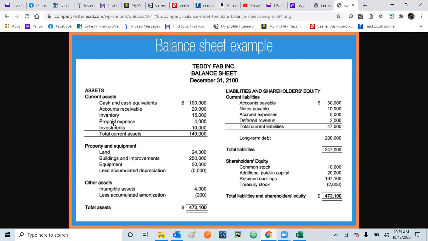The same way, if you have already paid some expenses, let's say you have already paid your rent for the year, that is your prepaid expenses. This is part of your assets because the rent is not yet due, but you have already paid it.